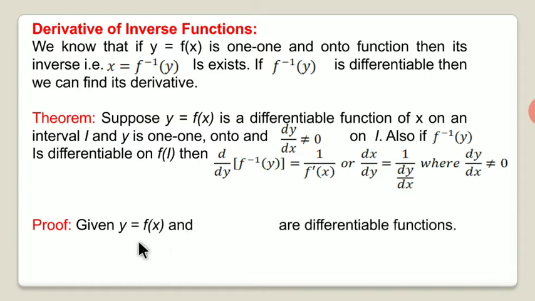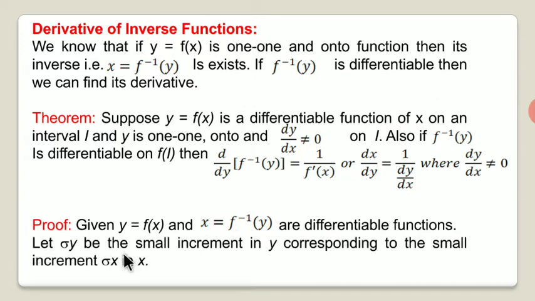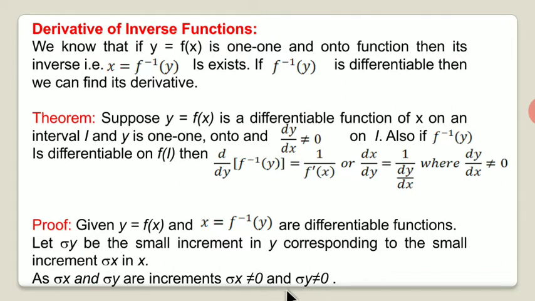Now see the proof. Given here y is equal to f of x and x is equal to f inverse of y are differentiable functions. These two things are given to you in the theorem. Now let delta y be the small increment in y corresponding to the small increment delta x in x. As delta x and delta y are increments, obviously both are non-zero because they are increments.